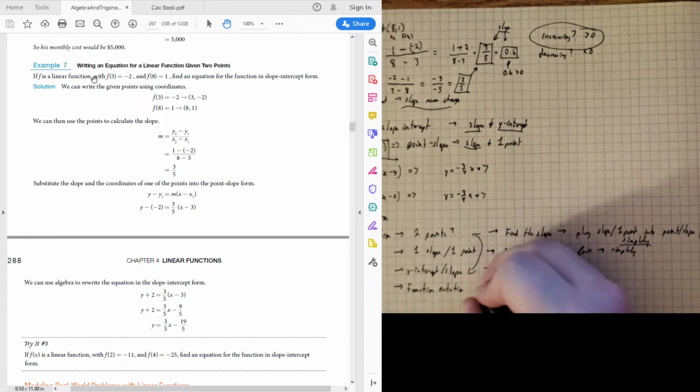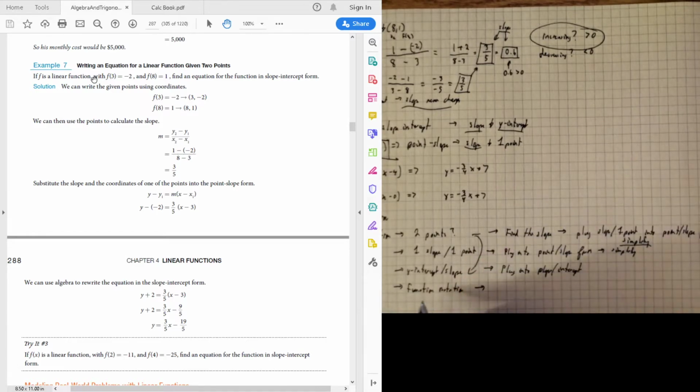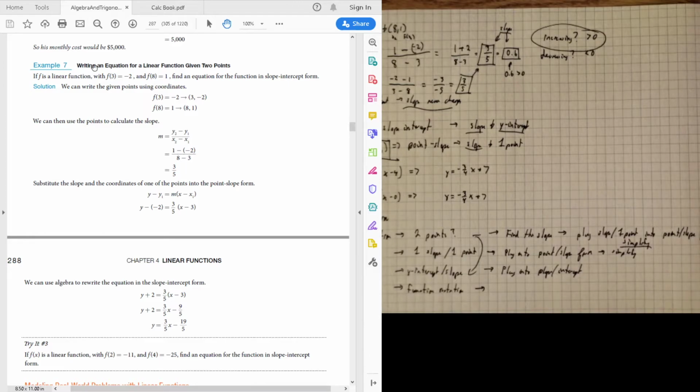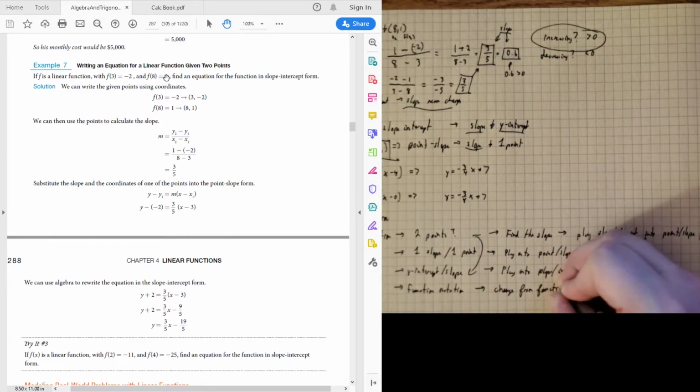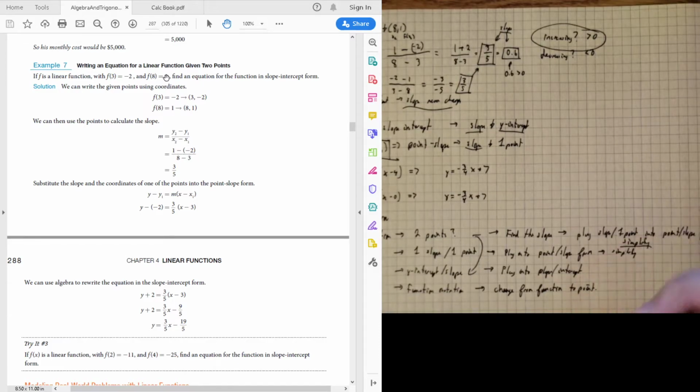Here's option 4. What if they give me some points in function notation? These are in function notation. f of 3 equals negative 2 is function notation. f of 8 equals 1 is function notation. We're going to use that to determine the slope. Now, to do that, you need to change from function to point. We have not had any practice on this, so look carefully at this example 7.